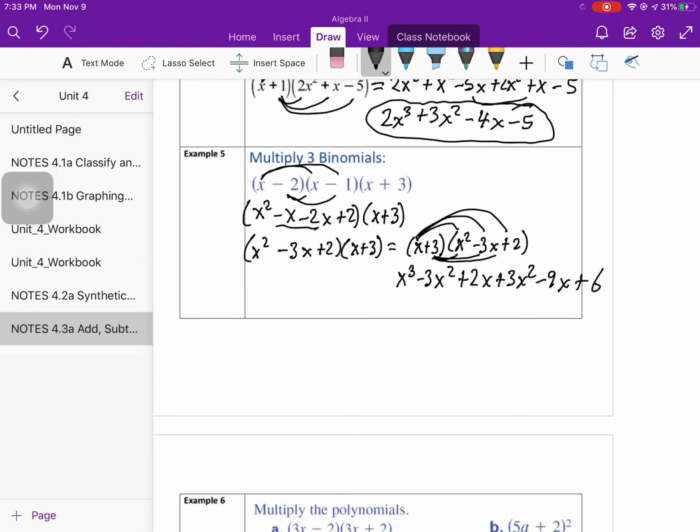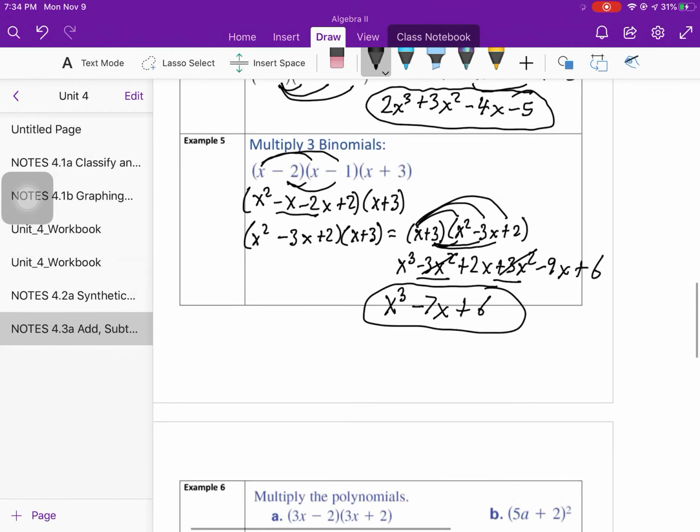Let's combine our like terms. X cubed stays the same. Minus 3x squared plus 3x squared is actually just going to cancel each other out, so we don't have any x squared terms. You just cross those off if we want. And then 2x and negative 9x makes minus 7x. And then lastly, we have plus 6. And there is our answer on that one.